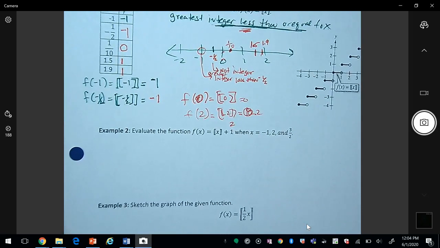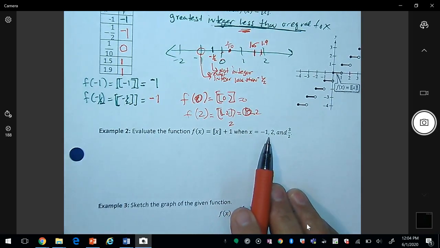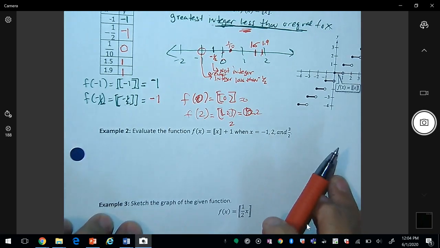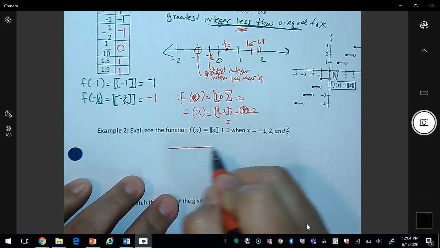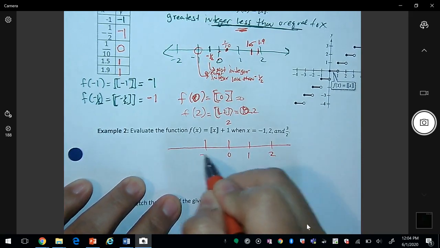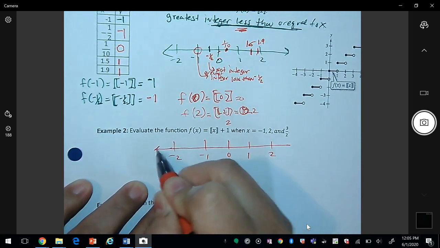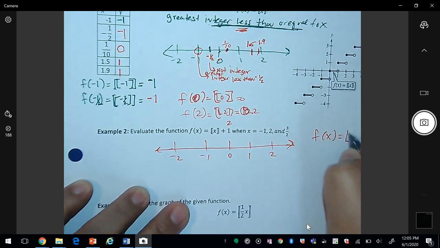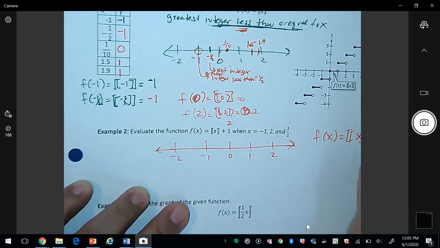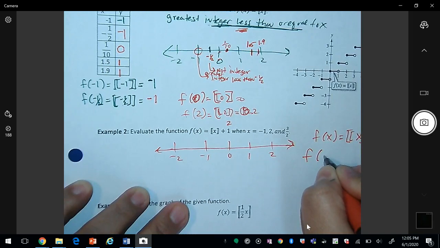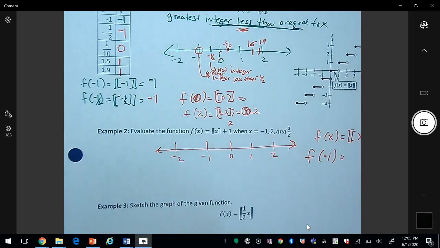Evaluate the function when x is equal to -1, 2, and 3/2. So again, if it helps, draw yourself a number line. So my function is f of x is equal to the greatest integer step function, x, plus 1. And we want to know what we're going to get when x is -1.